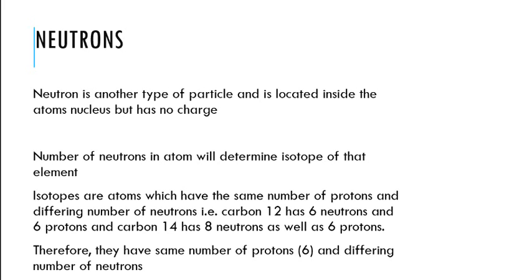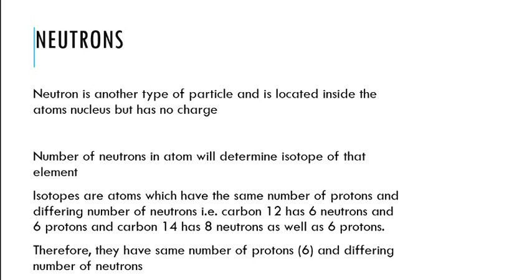And then the final one is neutrons. Neutrons are another type of particle and are located inside the atom's nucleus. So you have the protons and the neutrons inside the atom's nucleus, but the electrons are on the shells outside of the nucleus. The number of neutrons in the atom will determine the isotope of that element. Isotopes are atoms which have the same number of protons but a differing number of neutrons, for example carbon-12 has 6 neutrons or 8 protons.